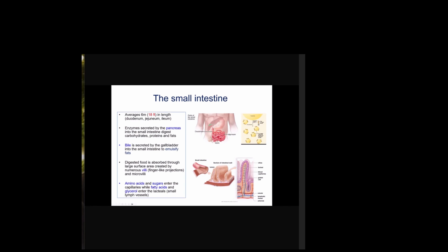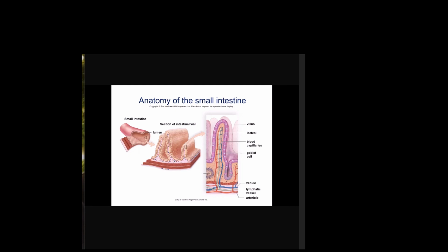This is an example here on the right. You see here, this is one villus, a cross-section. Within the villus, you can see a blood vessel, the arteriole that is bringing the blood, and the one that is leaving, the venule. But inside there is a lacteal vessel. The amino acids and the sugars would be moved into the blood vessel. The fatty acids and glycerol will move into the lacteal vessel, which is part of the lymphatic system.